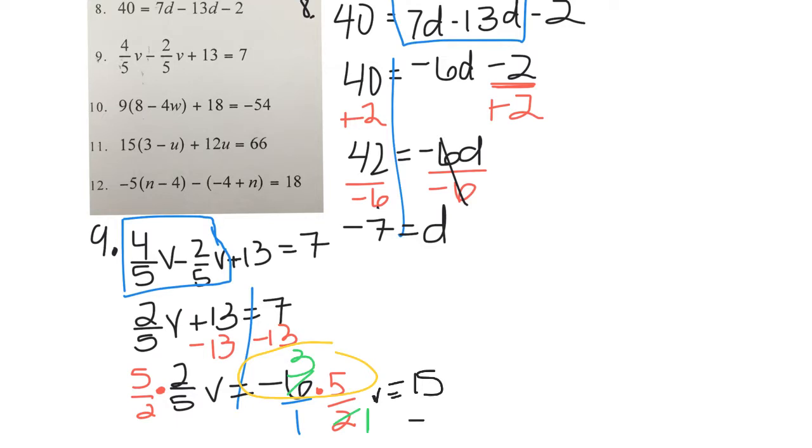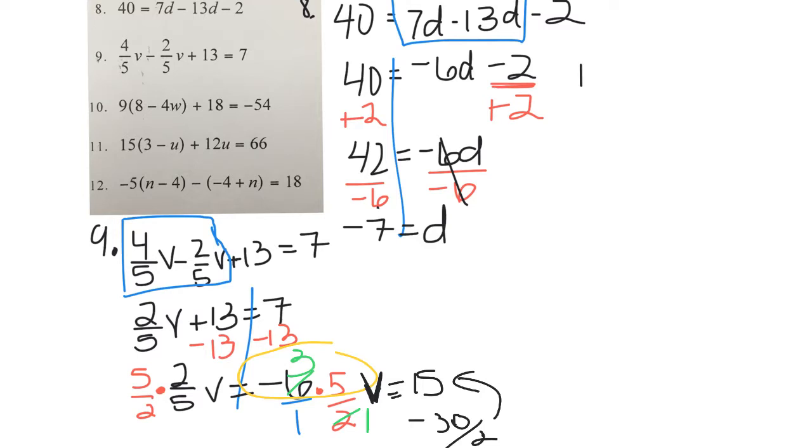Now you could have done negative 30 divided by 2, and that also gives you the negative 15. So whether you do the cross-canceling or you multiply straight across, you get the same answer. It just sometimes makes the numbers smaller, so the multiplication is easier.